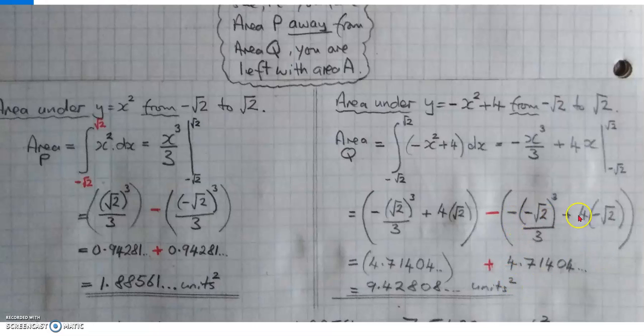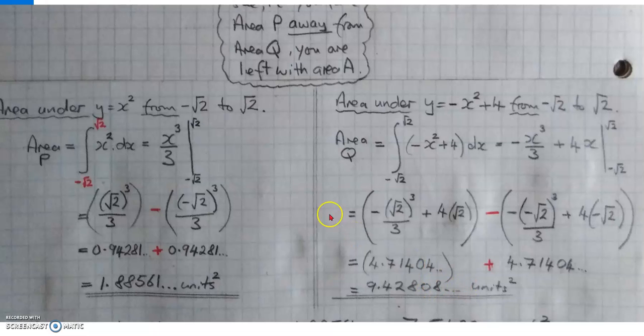Of course, if it's negative inside the brackets, this negative sign here is going to change the whole thing to positive. And this also comes out to be the same thing. Again, notice that this is the same value as this. Why? Because this graph here is symmetrical about the y-axis. So when I add them together, I get this value here.